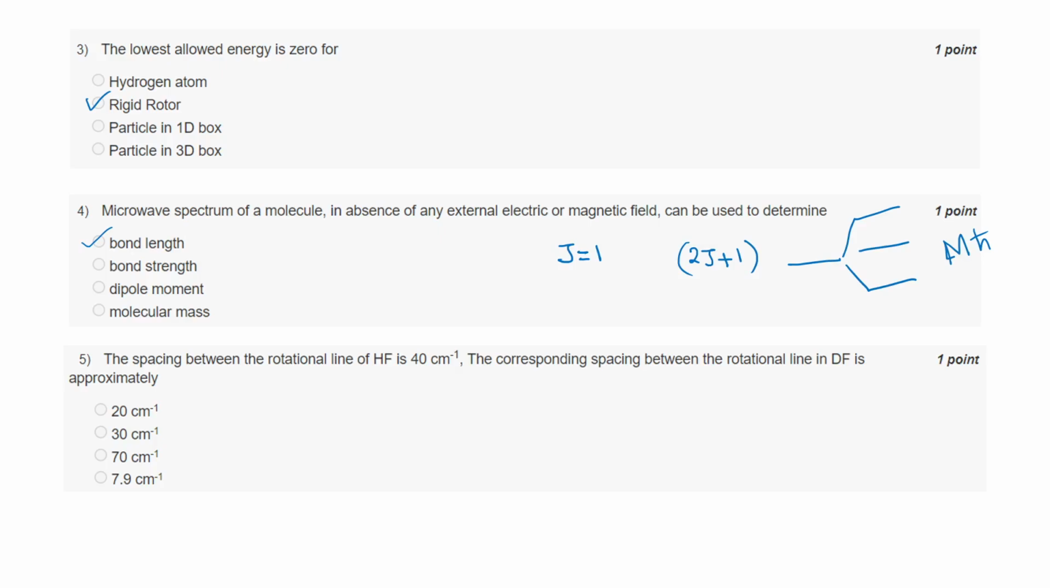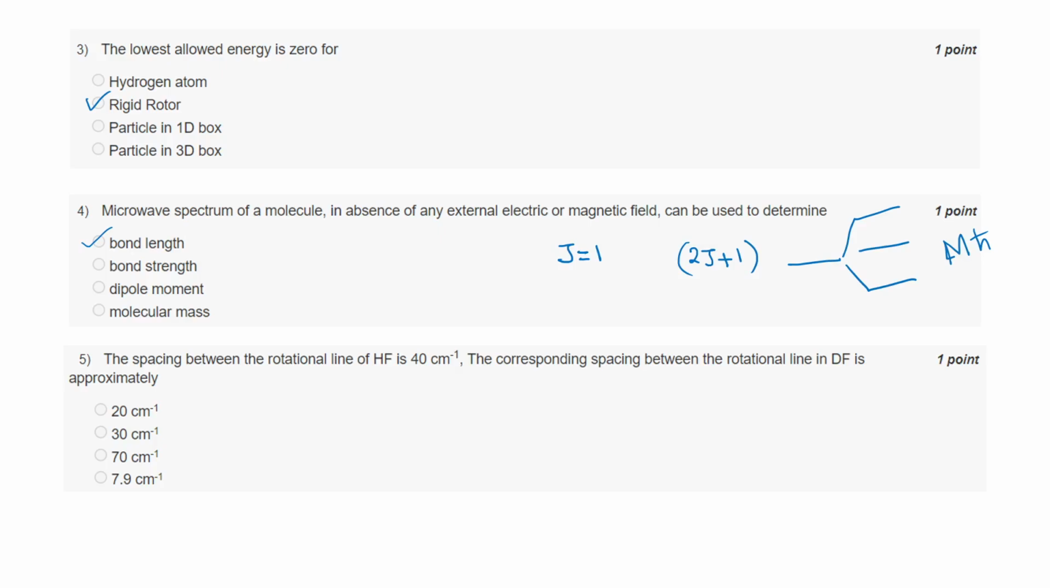So the corresponding spacing between the rotational lines in DF is... we are not going to calculate this because we have already done a significant number of numerical problems. So we'll get the B value, the rotational constant. But the rotational constant is also dependent on what factors? The reduced mass mu, under the assumption that the length is going to be the same. So here the reduced mass is going to change. Is it going to increase or decrease for DF?